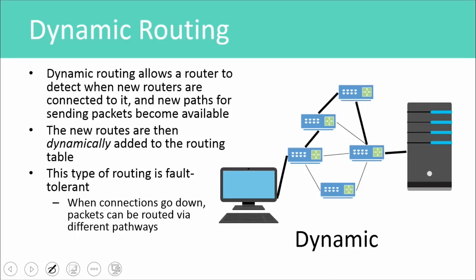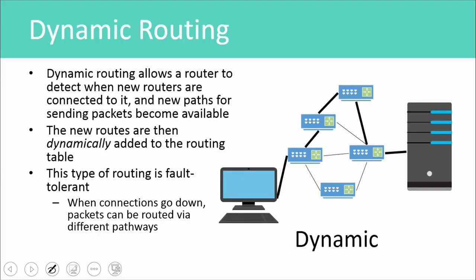Dynamic routes. Routes change, right? Dynamic routing allows a router to detect when brand new routers are connected. And this means that new pathways are available for sending packets. And so routes are then added to the routing table dynamically, right? So they're just automatically updated. That's what dynamic means, right?